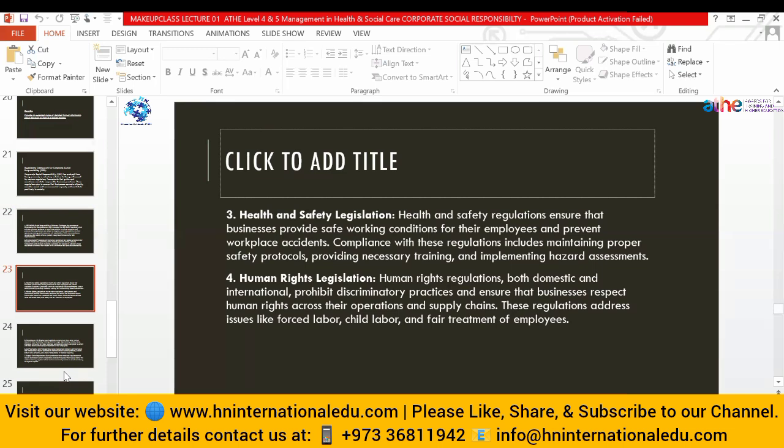If their home hub is in America and their franchises are all over the world, again, we have to follow the human rights legislation. These regulations address issues like forced labor, child labor, and fair treatment of employees. These are also the acts which come under the CSR because this is corporate social responsibility. In social responsibility, rather than only environment, earth, and stuff, humans are too important as well.